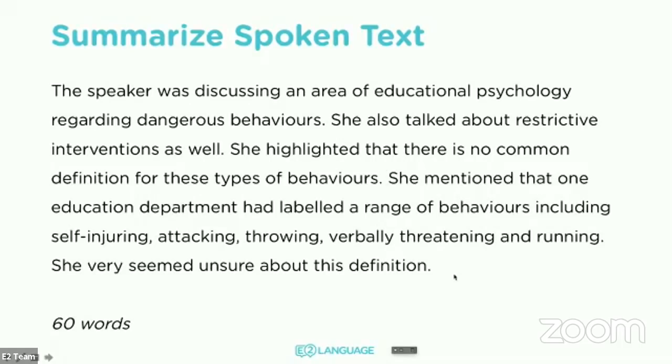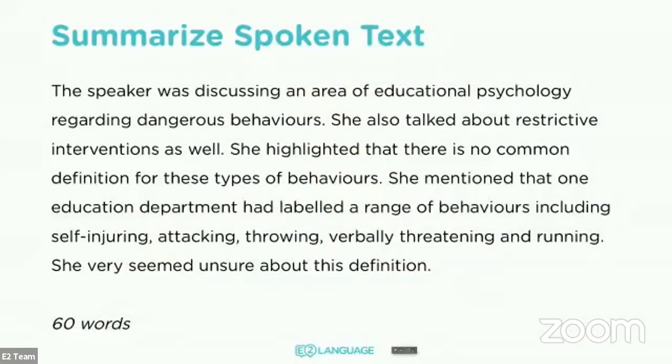The speaker was discussing an area of educational psychology regarding dangerous behaviors. She also talked about restrictive interventions as well. She highlighted that there is no common definition for these types of behaviors. She mentioned that one education department had labeled a range of behaviors, including self-injuring, attacking, throwing, verbally threatening, and running. She very seemed. Do you like that? That's nice English, that one there, because it's opposites day. She seemed very unsure about this definition.